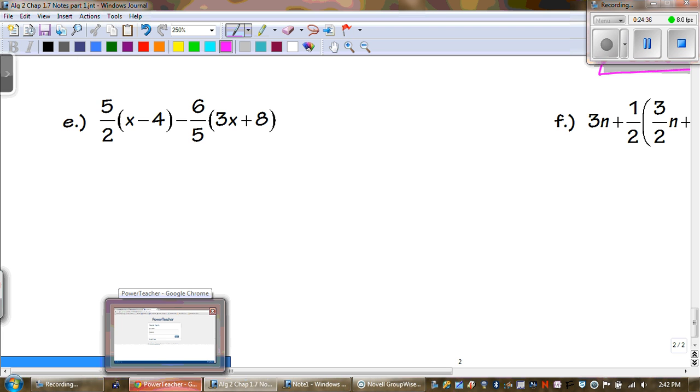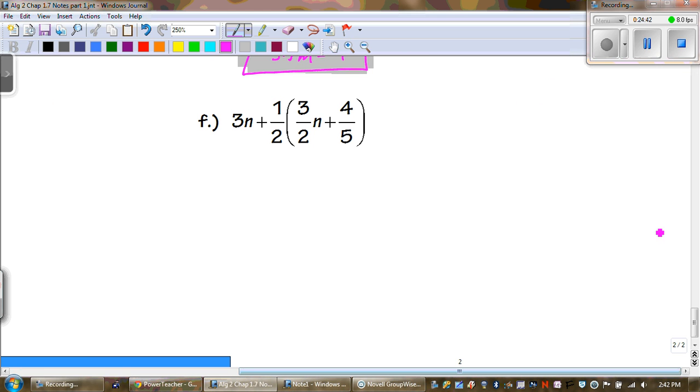Okay, so E is just like, well, hold on. We're going to come back and do F first. Sorry about that confusion. So, just like our previous example, we're not distributing that 3n, so the 3n comes straight down. But what I am distributing is the 1/2.